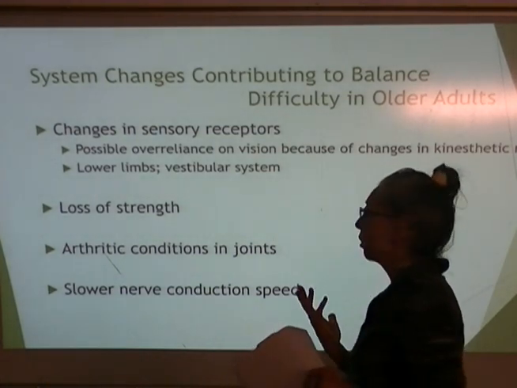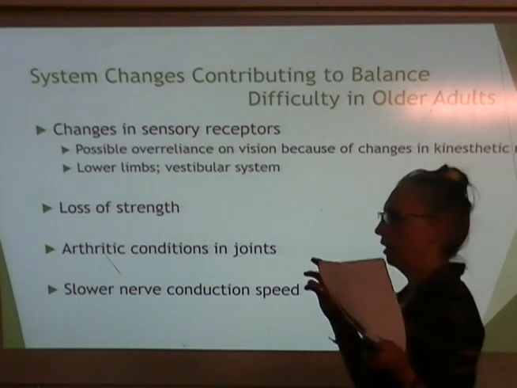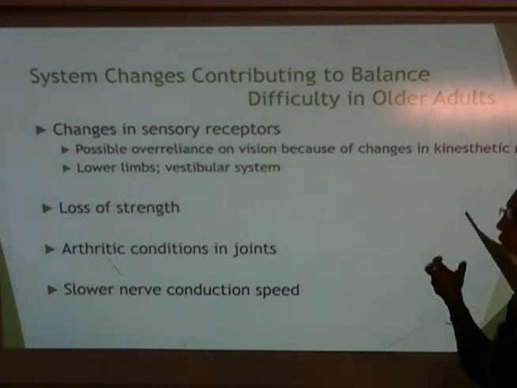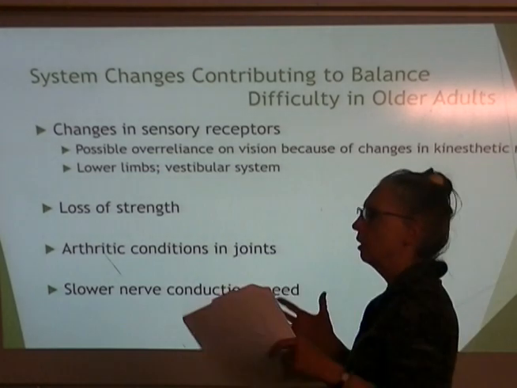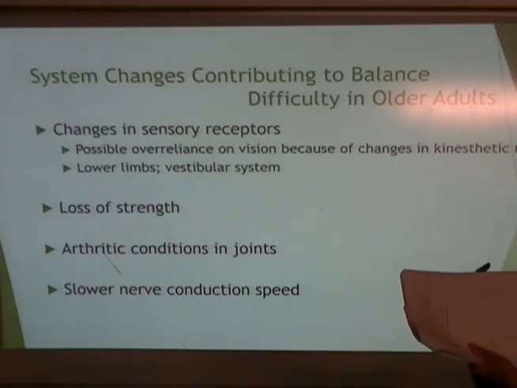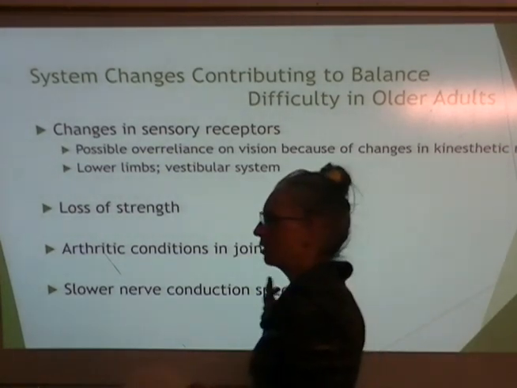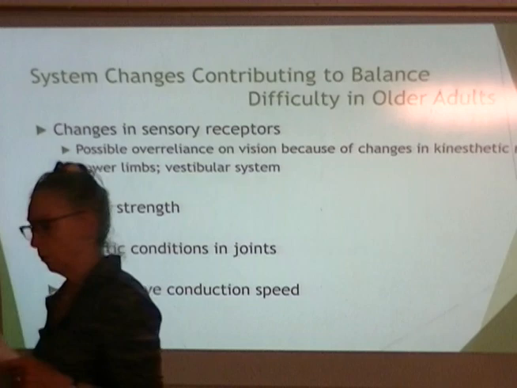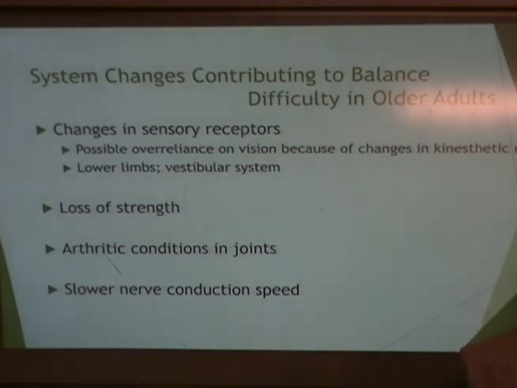We could also be seeing changes in the sensory receptors. They become even more visually dominant because there are some changes in the kinesthetic information from joint receptors, muscle spindles, pressure receptors. So that information is either degraded as it's reaching the brain, or it's just so much slower getting there. And that seems to be particularly so in the sensory receptors in the lower legs, and possibly in the vestibular system in the inner ear.